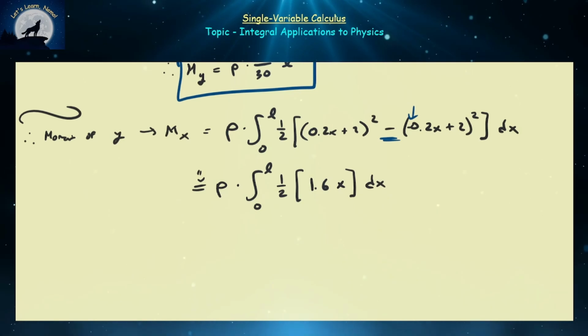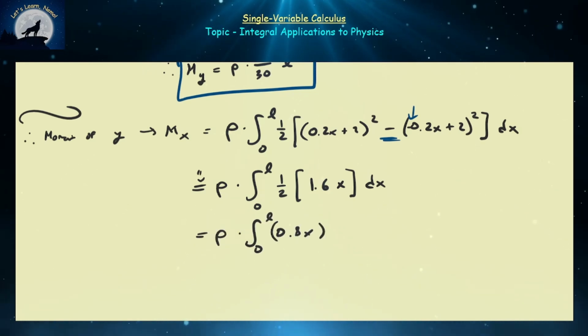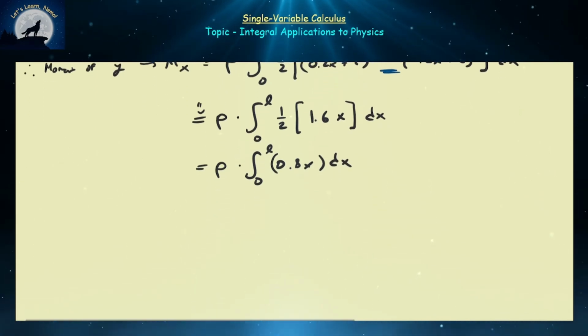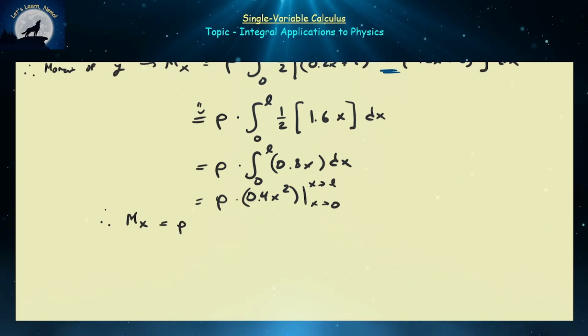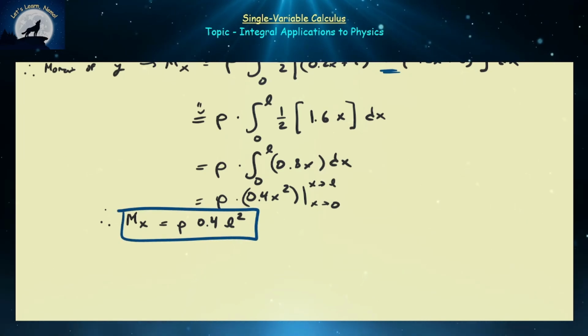So please be sure to verify all that algebra in between. So keep in mind 1.6 divided by 2, so that's going to be equal to the integral from 0 to L of 0.8x dx. Increase the power by 1, that turns into 2. Divide by 2, that turns the coefficient into 0.4. So I'm going to have that Mx will be equal to what? So that's going to be rho times 0.4x squared, which evaluates as x goes to L, as x goes to 0. So that means Mx will be equal to rho times 0.4 L squared. So that gives us Mx.